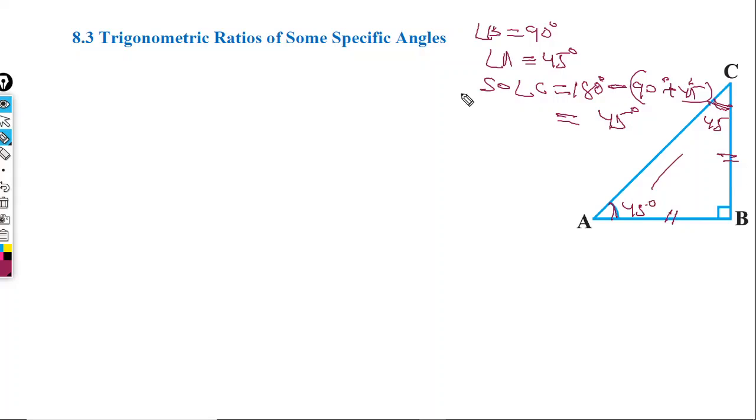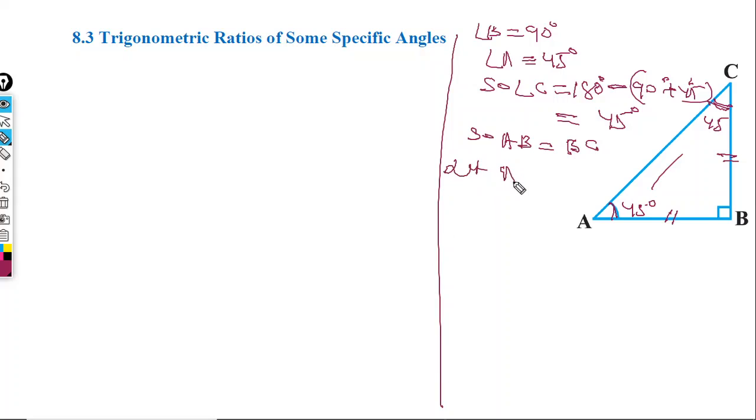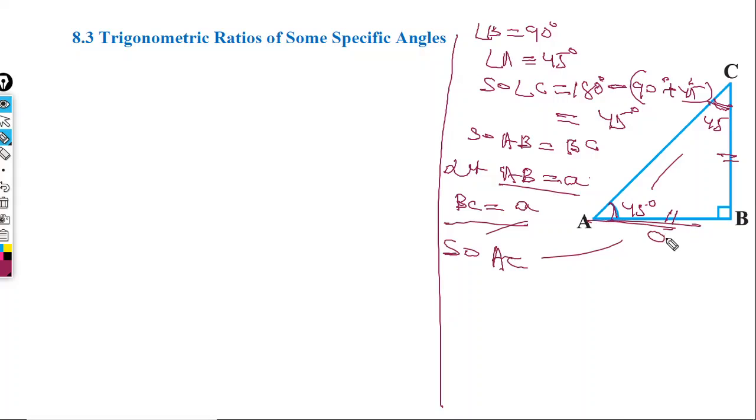So we can write AB is equal to BC. Now let AB be equal to a. Therefore BC will also be equal to a. AB equal to a and BC equal to a. Look at it, we have got AB equal to a and BC equal to a. Now we can find AC.